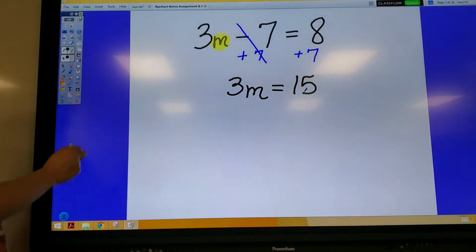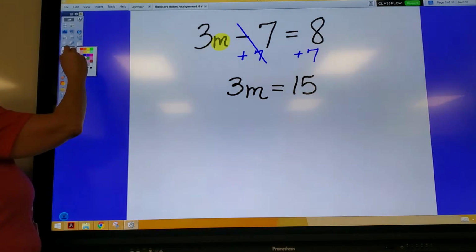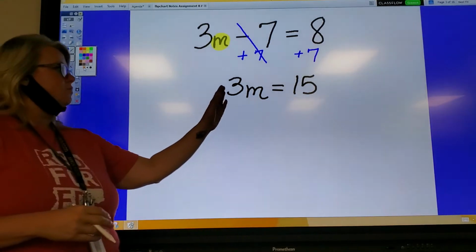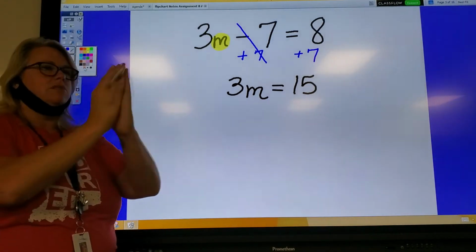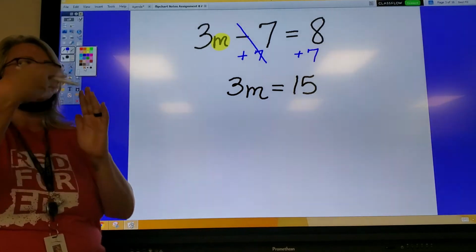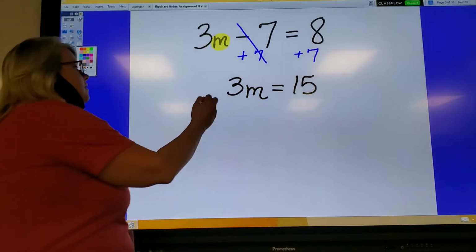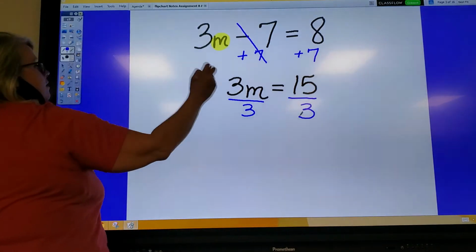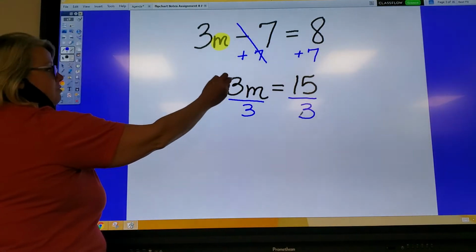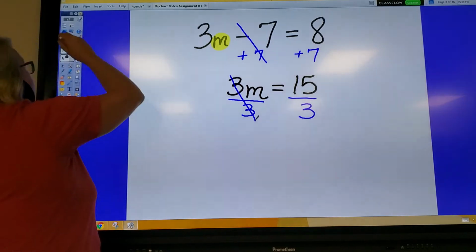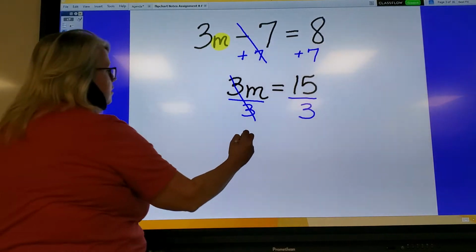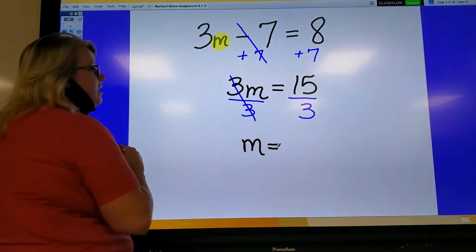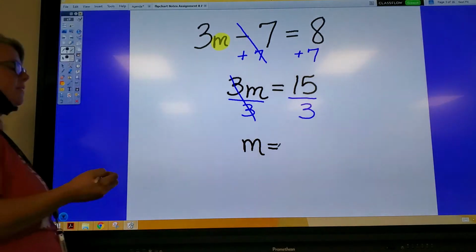Second step is going to be to multiply or divide. So if this 3 is right up next to the m, that means 3 times m, and the opposite of multiplying is dividing, so we're going to divide by 3. Multiplying by 3, dividing by 3, that's like saying 1, so gone. And you have your m by itself, which was what we wanted. 15 divided by 3 is 5. Done.